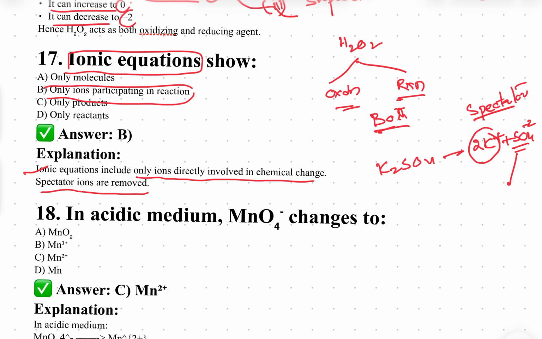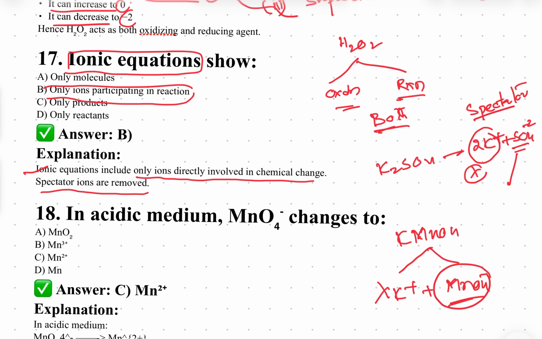This is called spectator. Spectator means it's not involved in the reaction. Similarly, KMnO4 is given. We can break it into K plus and MnO4 minus. K plus is the spectator. MnO4 minus is the ion. These ions are involved. Only ions are participating in the reaction. Whatever else remains is not involved and is removed. They are called spectators. Clear? That is the meaning of spectator.